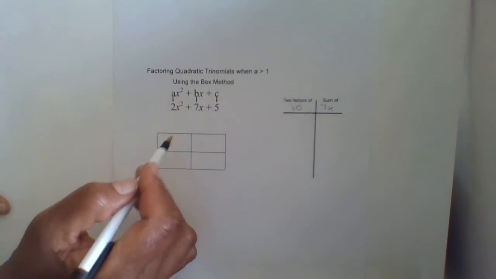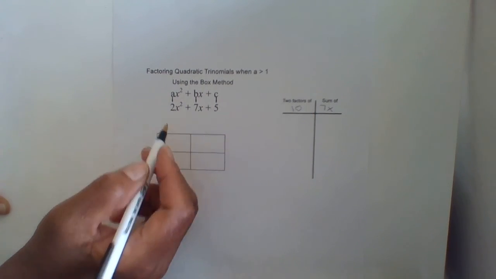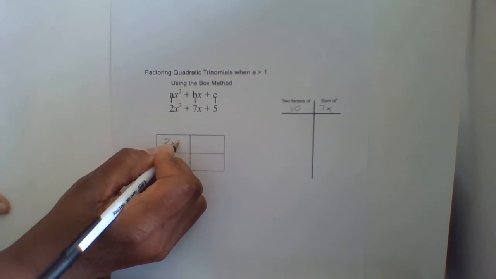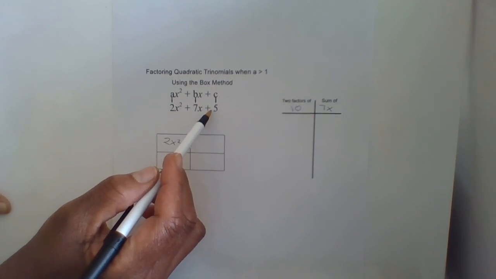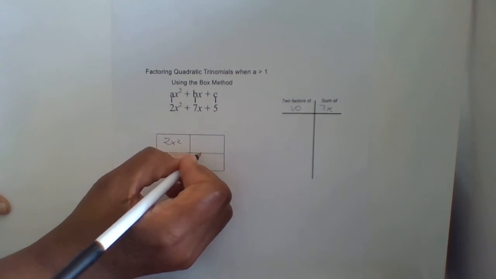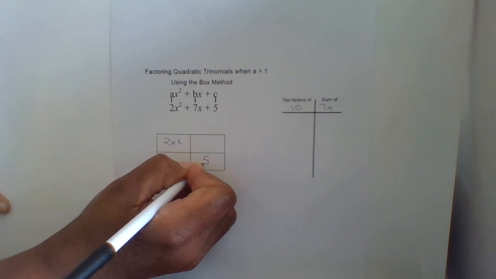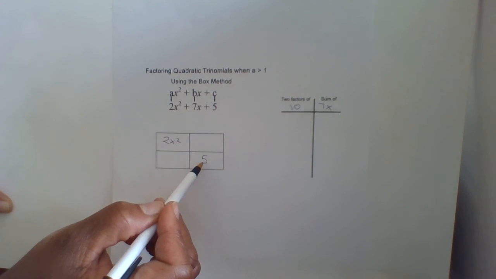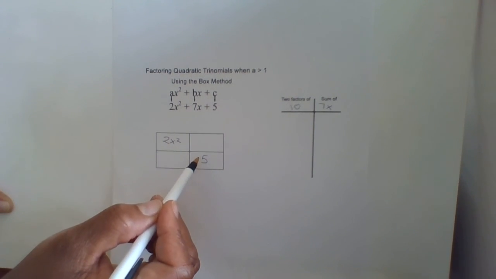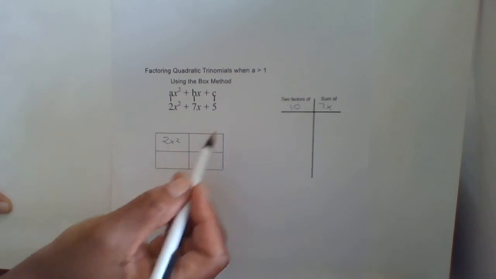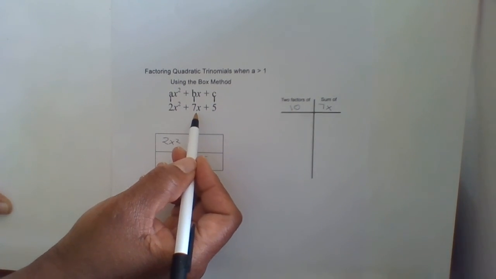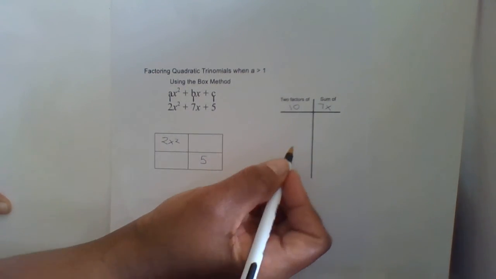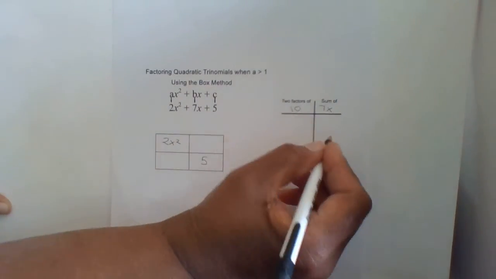Now, in order to do that using the box method, the first term, which is your 2x squared term, is going to go in the first box. Your last term, which is c, is going to go in the bottom right box. Now you want to multiply the coefficient of your x squared term and your constant term together. 2 times 5 is 10. So we need two factors of 10 that give us a sum of that middle term, which is 7x. So let's go and find the factors of 10.